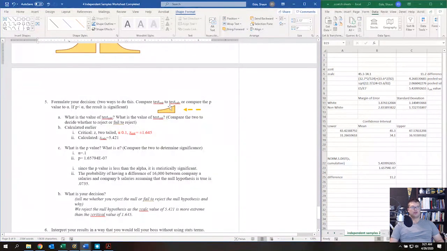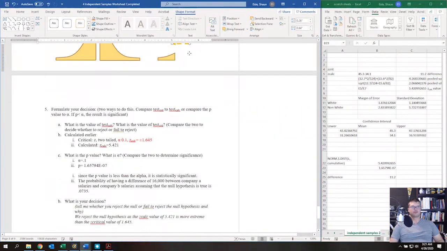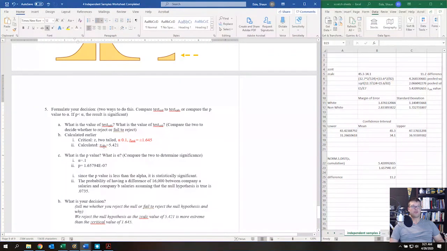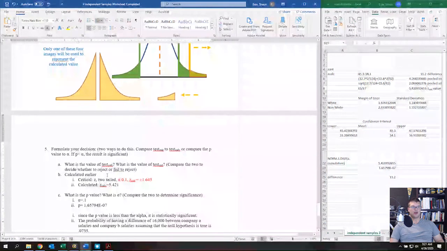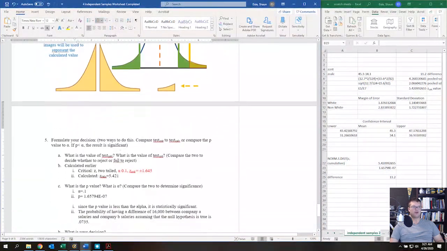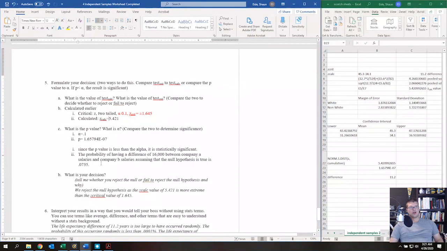And this is supposed to be up here. And so we just went over this, but we are going to look at the critical value and the calculated value and compare the two. So we have the critical value, we have the calculated value, and so just copy it from up above and place it right there. And then what is the p-value?